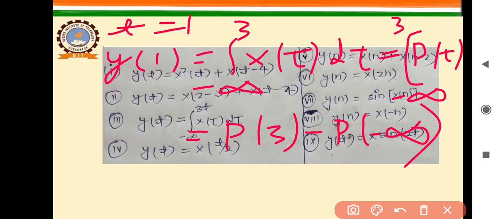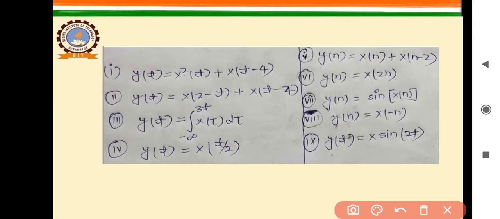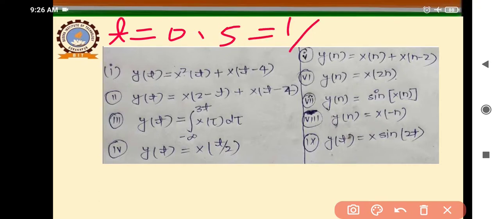It means that at time instant t equal to 1, output y of 1 is dependent on p of 3, which is the future value of the input. It means that the given system is a non-causal system. In the same way, in the fourth example, y of t is given equal to x of t by 2. So we take a value of t, suppose t is equal to 0.5, or we can say that it is 1 by 2.